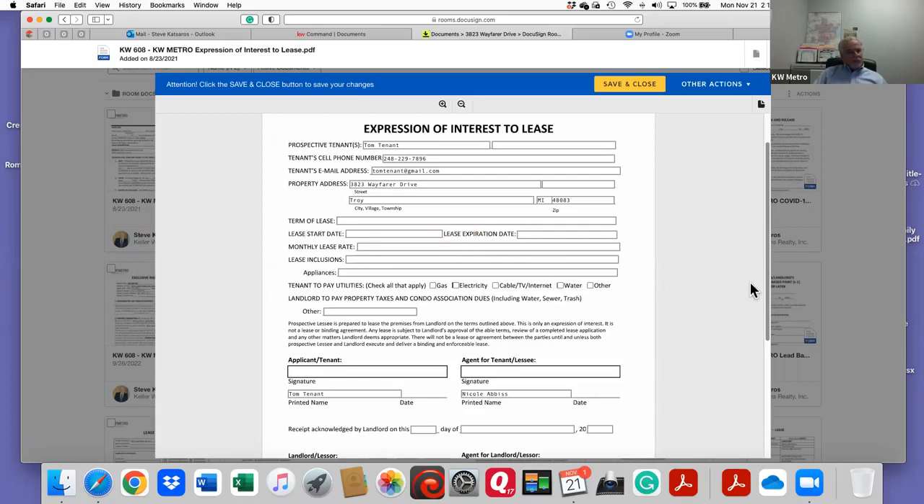So anyway, this is how you would start the application. When I have a listing, I have this as an attachment on the listing, so that when an agent calls me and says their tenant's interested and they want to make an application, this is how we start the process. Just fill this form out. That's all I need for now.